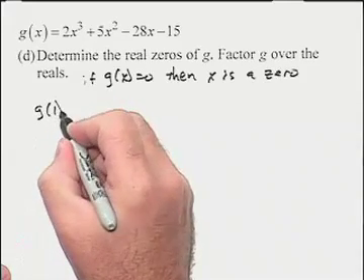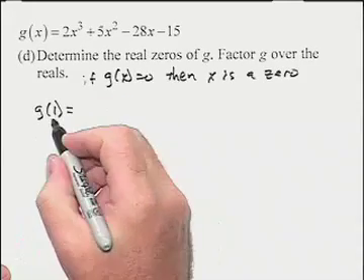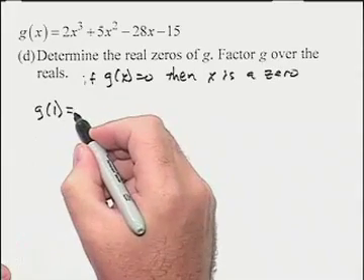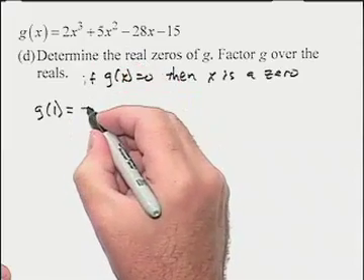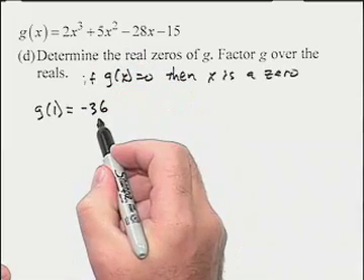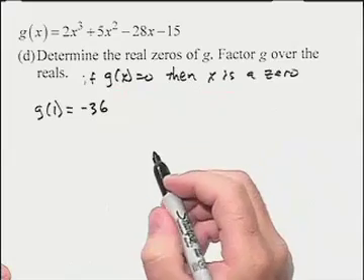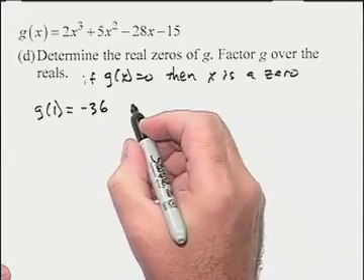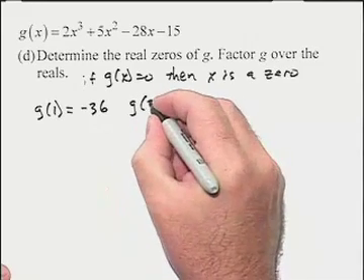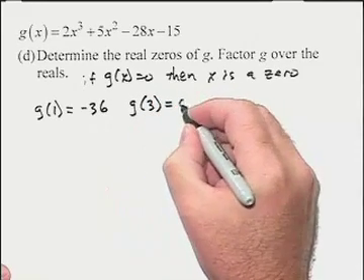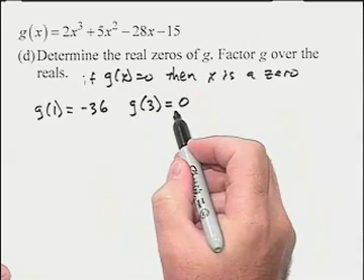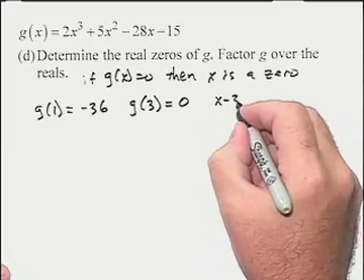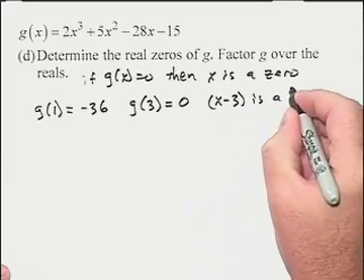We'll actually start with the positive integers. So we'll do g of 1. 1 is our first positive potential rational zero. That's an integer. We evaluate the function and get negative 36. Since this is not equal to 0, we know that 1 is not a 0 of g. The next positive integer potential 0 is 3. If we evaluate g of 3, we get 0. Since g of 3 equals 0, we know 3 is a 0 of the function. Therefore, x minus 3 is a factor.